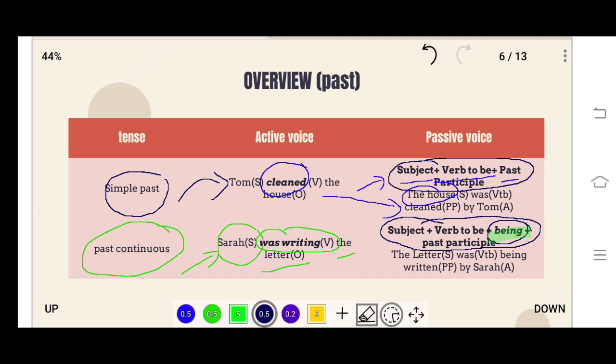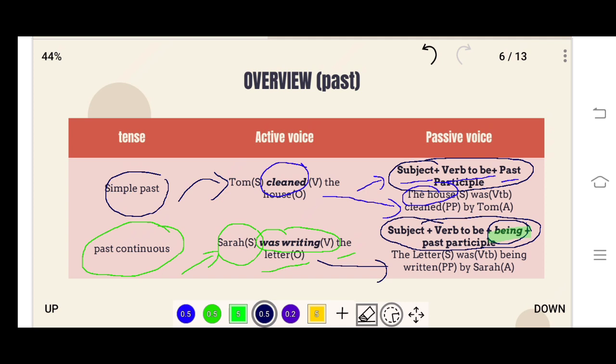So what is the answer? How to change this one into this one? Okay, so we see the answer. Like I said, when the object in the active voice becomes the subject in the passive voice, the letter will become the subject in the passive voice.